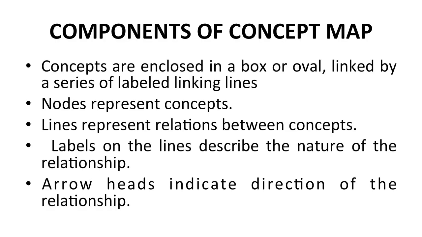The components of a concept map are the oval boxes or the circular boxes, which are arranged in a series and linked with lines. These boxes are the nodes of the concept map. Lines represent the relationship between these nodes or the concepts. Labels on the lines describe the nature of the relationship which is there between these concepts. Arrowheads indicate the direction of the relationship in which we have to proceed.